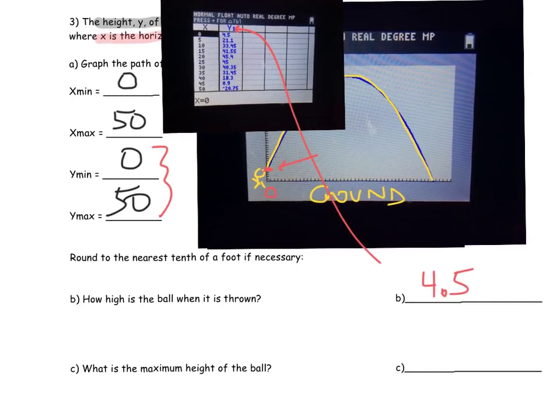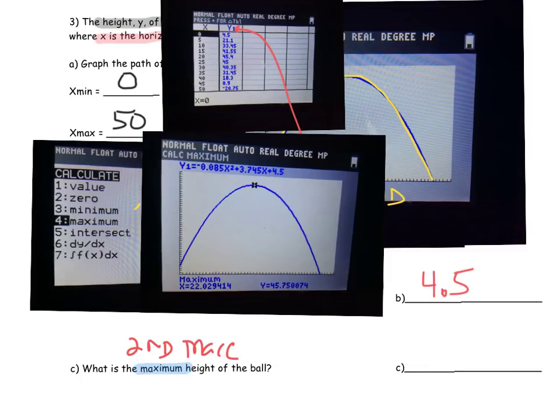Letter C, what is the maximum height of the ball? In order to calculate a maximum, I'm going to go to Second and Trace for our Calculate menu, and I'll choose the option for maximum. So here's what our maximum turned out to be. They're asking you for the maximum height. The height is the y value. So here, the maximum height, to the nearest tenth of a foot as the question said, is 45.8 feet.